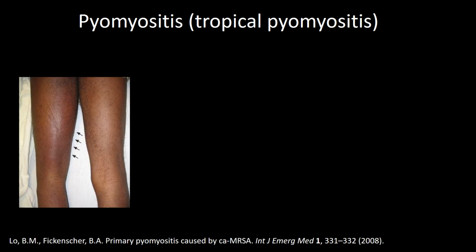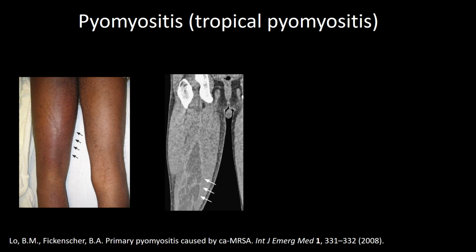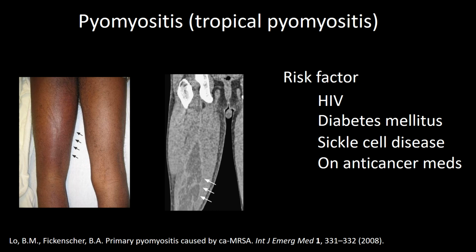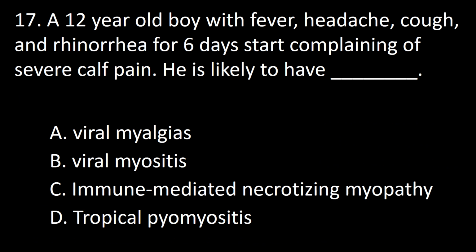Pyomyositis presents with point tenderness and focal erythema and swelling, as you can see in this photograph indicated by the arrows. CT shows fluid collection, sometimes large, as you see in this case. This condition usually occurs in immunosuppressed patients. Hence, it is often seen in patients with HIV, diabetes mellitus, sickle cell disease, and in patients on anti-cancer medications. So the answer to this question is B.